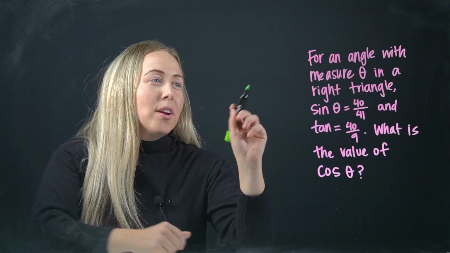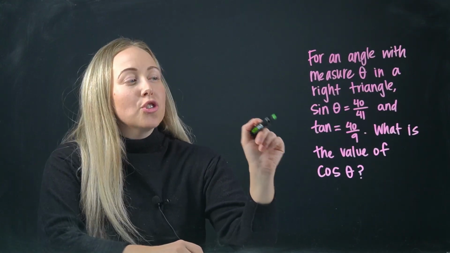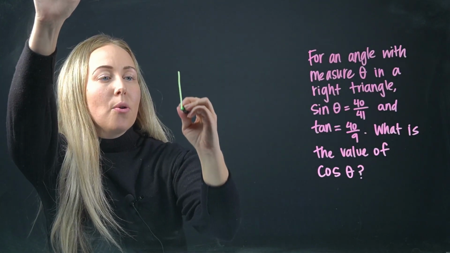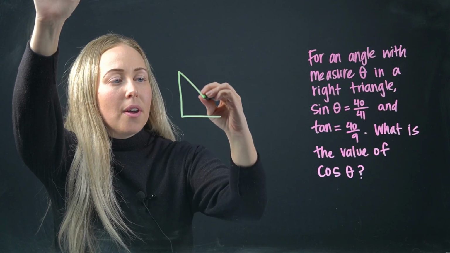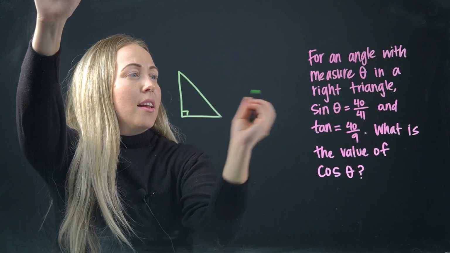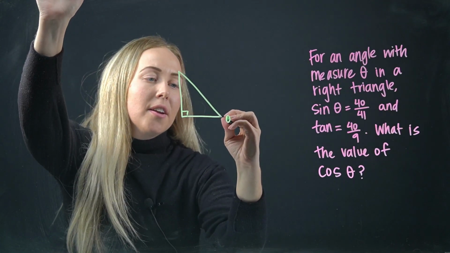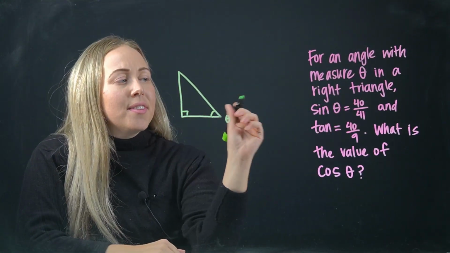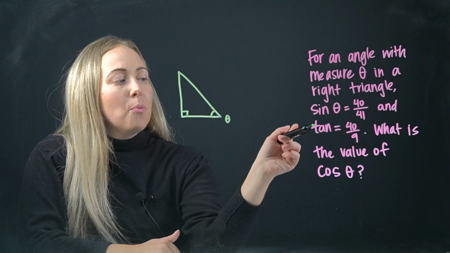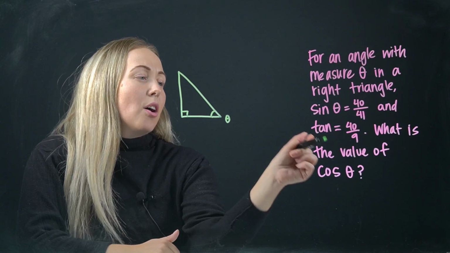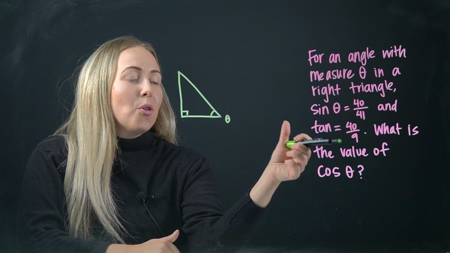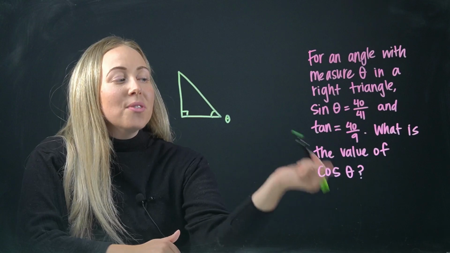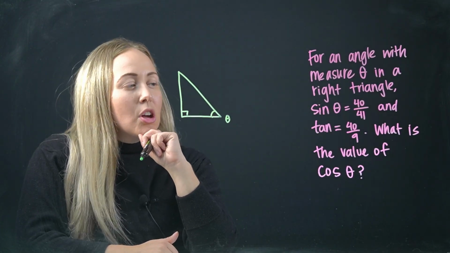The problem says, for an angle with measure theta in a right triangle. So I always start to just visualize this. I start to draw it out as I hear it. So in a right triangle, an angle with measure theta, we're just going to call this theta. The sine of theta is 40 over 41, the tangent of theta is 40 over 9. What is the value of cosine of theta?